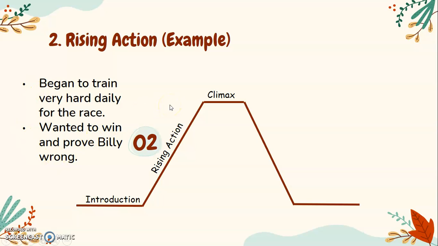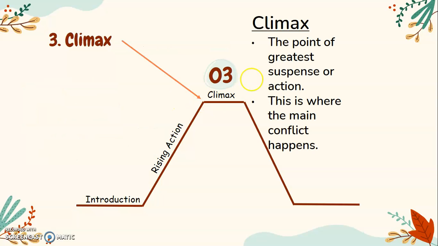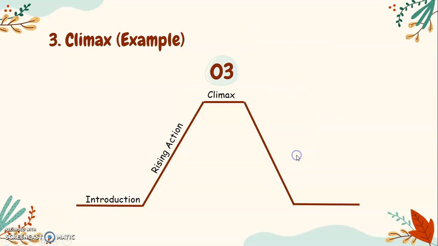At the moment, of course, earlier on there was some mocking and Billy was very rude to him, but the main conflict is not there yet. The main conflict will happen during the day of the race itself. This is where the main conflict happens.